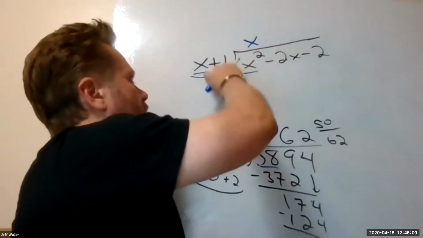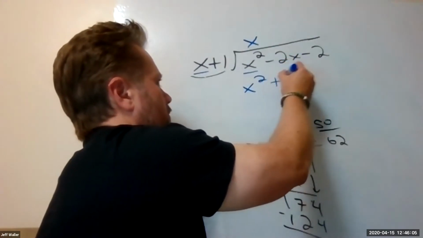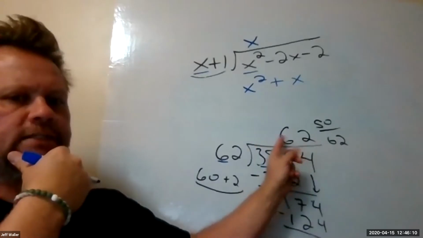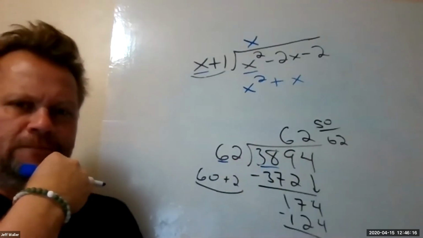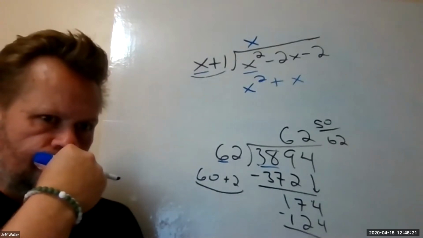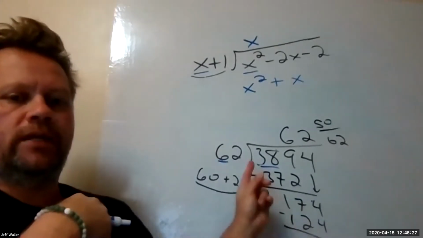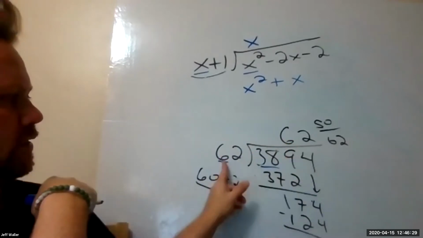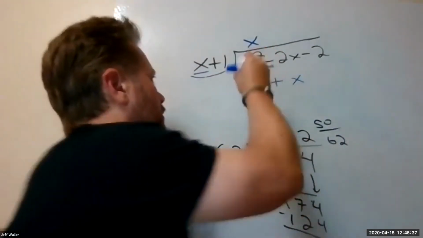So now what's x times x? X squared. And what's x times 1? X, right? Same way I did 6 times 62 is 372, 360 plus 12. And now I do the exact, what did I do next down here? The minute I wrote 6 times 62 is 372, what did I do? Change the sign. Exactly.